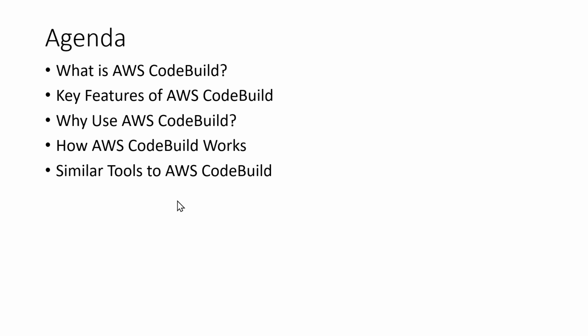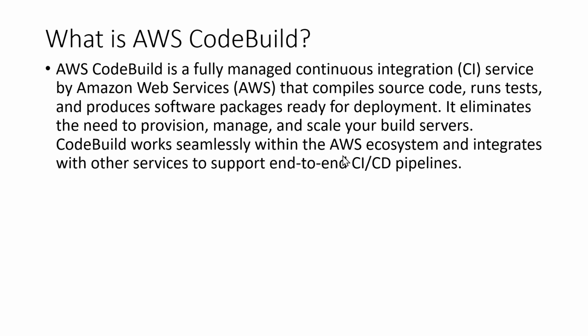In this session, our main agenda or objective is CodeBuild and some key features of CodeBuild. Along with that, why should we use the AWS CodeBuild service, why don't we go on with any other CI tools, how exactly it is going to work, and let us see the similar tools which are equivalent to CodeBuild. Fine. So we'll move on to the objective, exactly what we are aiming for.